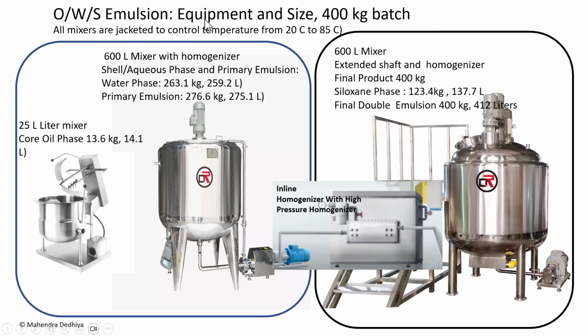Here are the equipment sizes for a 400 kilo batch. Oil phase in a small mixer with scraper as well as main mixing blade. Shell phase, aqueous phase in a 600-liter mixer. Final can be done in a separate mixer with inline homogenizer and high pressure homogenizer attached to the primary emulsion and then placed into the 600-liter mixer. It requires extended shaft with homogenizer to make sure siloxane phase is completely mixed.